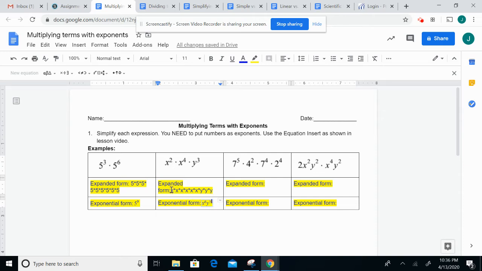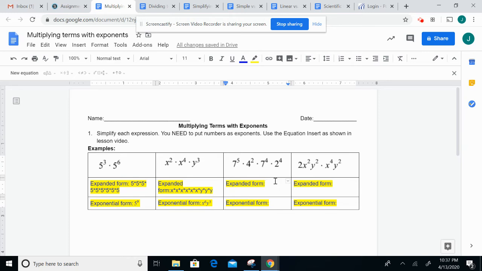So the expanded form is there to help you. I know it's kind of weird typing out a whole bunch of x's and a whole bunch of 5's, but that is there to help you, so that way you can count them up if you can't do the addition, especially as we get into more complicated problems. Okay. Now, again, let's do the expanded form.